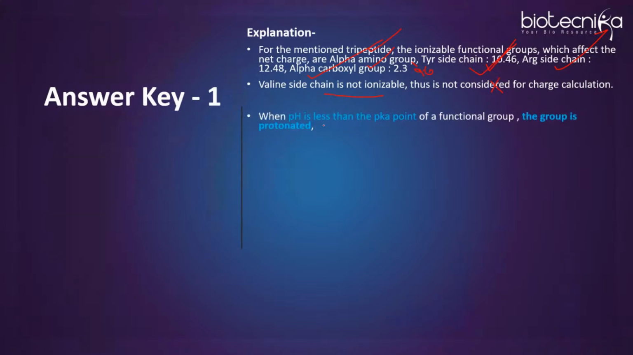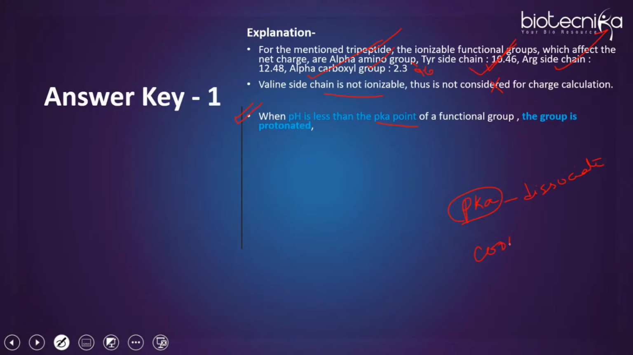We need to know the logic of when the pH is less than the pK. What is a pK point? The pK point is the point where a group will dissociate or lose a proton. For example, for the carboxylic group, whose pK is given as 2.3, at 2.3 it will become deprotonated, so you can see its proton gets dissociated. That is the pK point at which it dissociates. Similarly, the NH3 plus group will dissociate into NH2 plus H plus. Again, it will happen at its pK value, which is 9.6. Only at 9.6 this will happen.